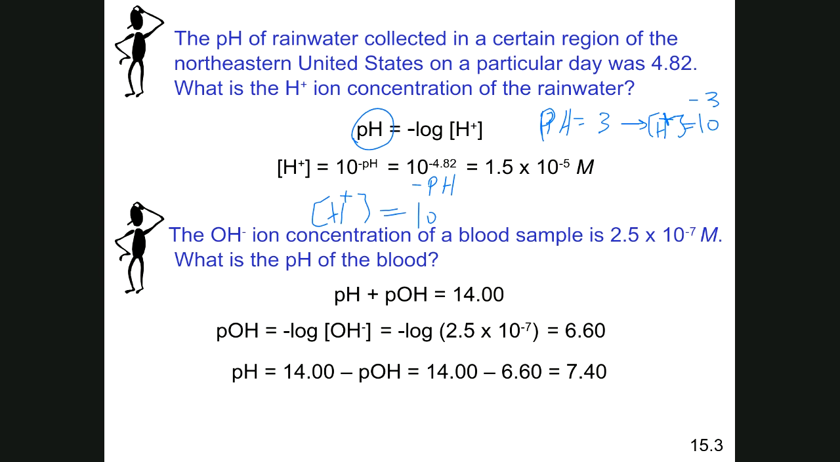pH can be calculated from concentration of H+. pOH can be calculated from concentration of the hydroxide ion. If you have the pH, you can find the pOH using this equation also.